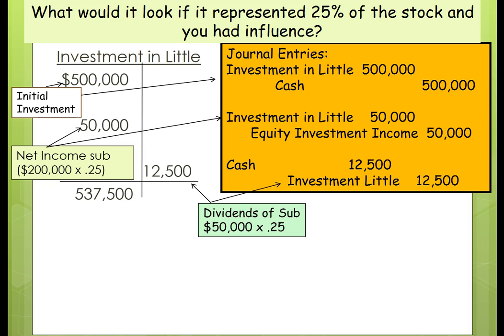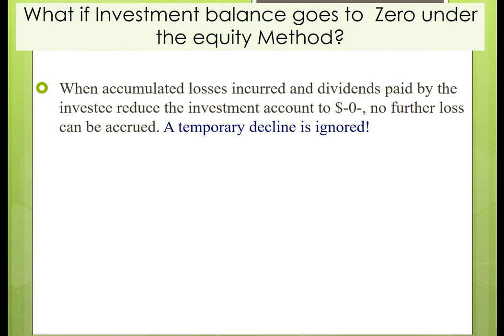Now, one more thing I'm going to cover in this presentation, and that is what happens if the investment balance goes to zero under the equity method. Well, the rule is when accumulated losses incurred and dividends paid by the investee reduce the investment account to zero, no further losses can be accrued. A temporary decline is ignored.